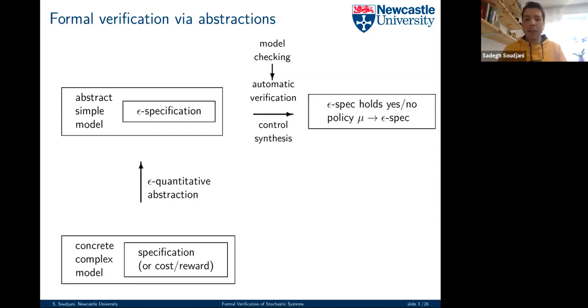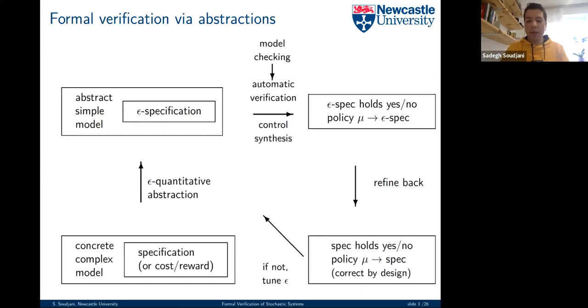But the answer to this question is over the simple model. We have to refine back the results over the concrete model. So we have to have a refinement mechanism that tells us how the answer to this question can be used to answer the same question over the complex model. If the answer is yes, we are lucky and we can stop. Otherwise, we have to go back and change epsilon, use another simpler model with another epsilon specification, and do the whole procedure again. So it's a sound procedure, but it's not complete.